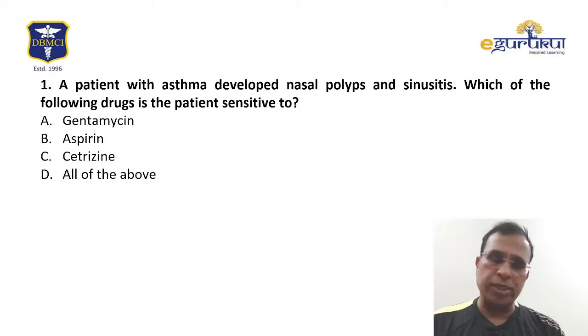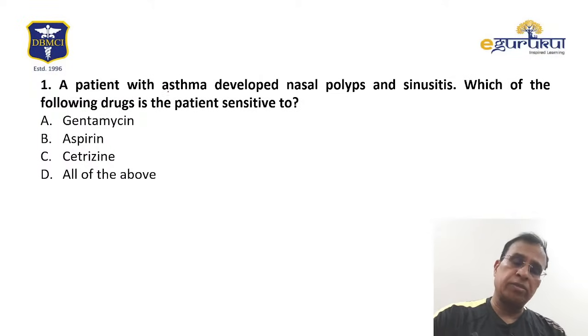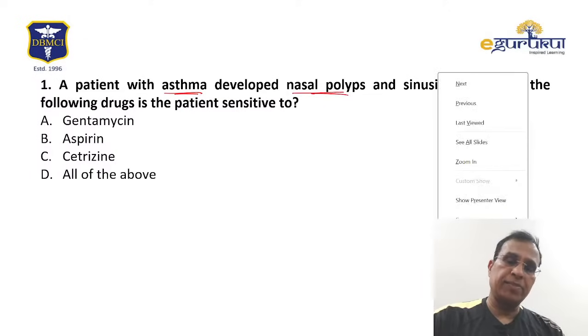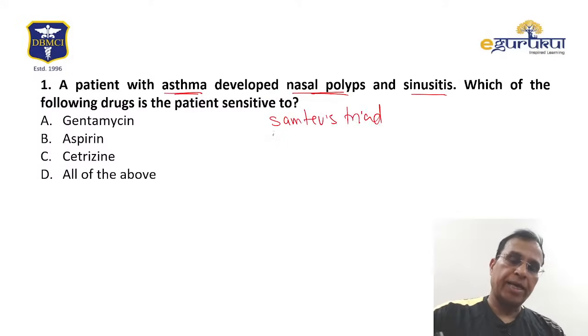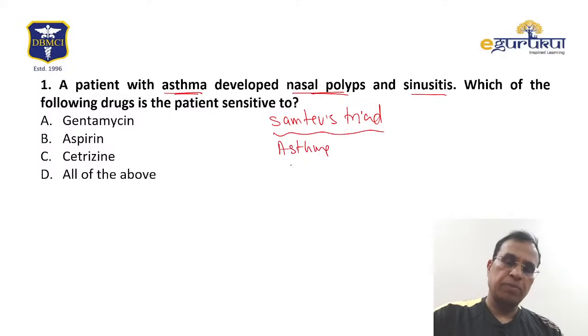I think everybody knows the answer. If you have a triad of asthma, nasal polyp and sinusitis, then the likelihood of Samter's triad is very high, and in Samter's triad, along with asthma and polyps, the third thing is aspirin sensitivity.